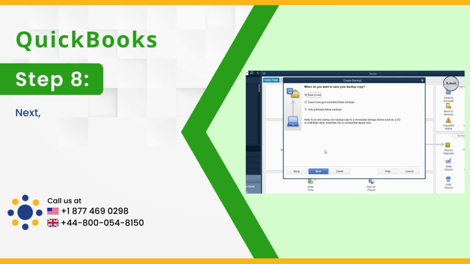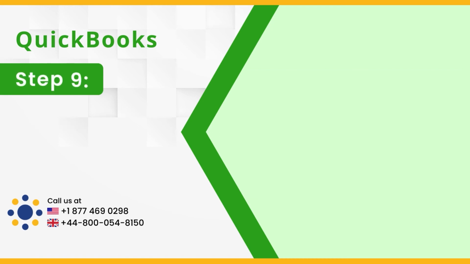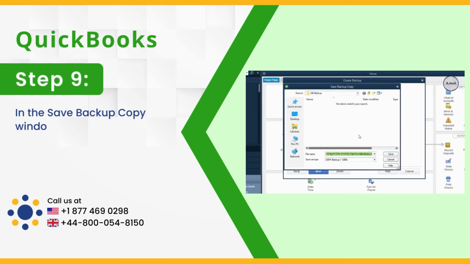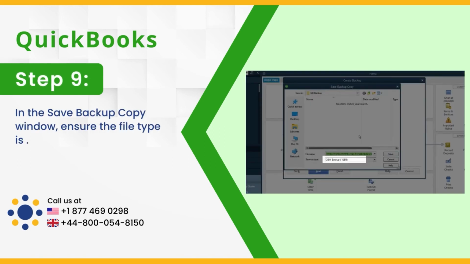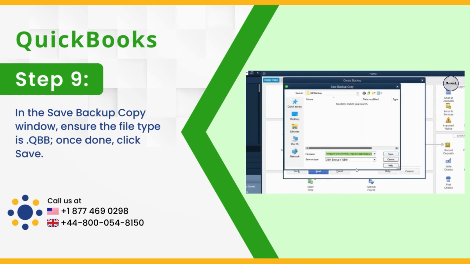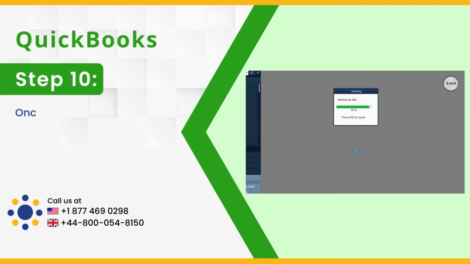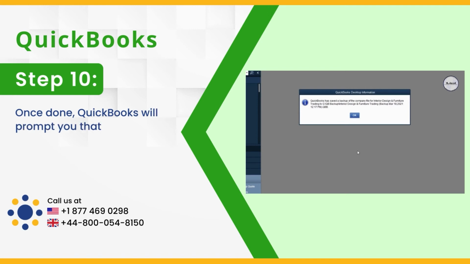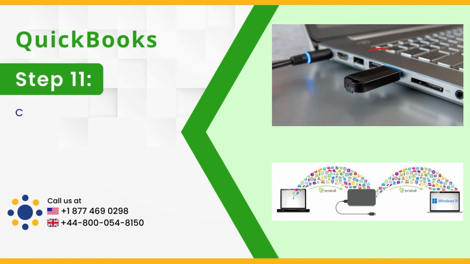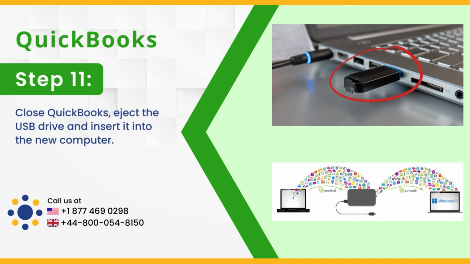Step 8, next, select Save It Now and click on Next. Step 9, in the Save Backup Copy window, ensure the file type is .qbb. Once done, click Save. Step 10, once done, QuickBooks will prompt you that the backup has been created. Press OK. Step 11, close QuickBooks, eject the USB drive and insert it into the new computer.